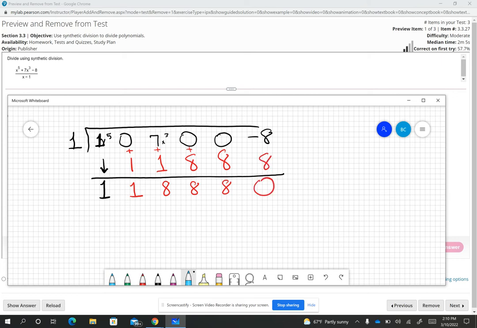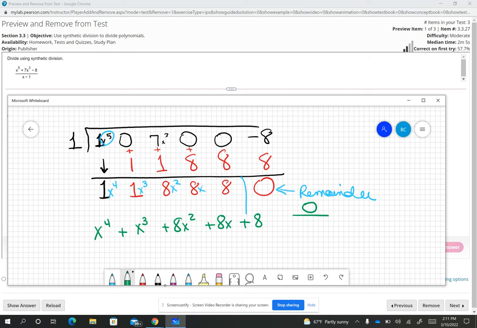And so the answer, since we started at an x to the fifth, our answer is going to start with an x to the fourth, and so then x to the third, x to the second, x, no x. This is the remainder. So my official answer is going to be x to the fourth plus x to the third plus 8x to the second plus 8x plus 8 with a remainder of 0. So that's going to go in your first box, and then the 0 will go in the second box. That's number 1. Let's move on to number 2.